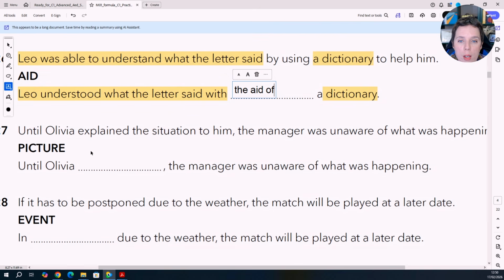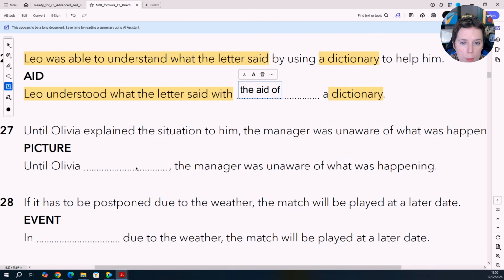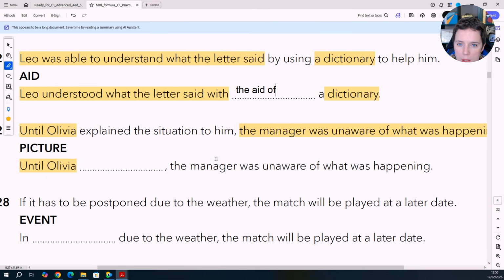So, until Olivia explained the situation to him, the manager was unaware of what was happening. We've got until Olivia, the manager was unaware of what was happening. Okay, so we've got quite a lot of similarities here. We've got until Olivia, and the whole last sentence is similar. So all we need to replace is explain the situation to him. And you've got the word picture.